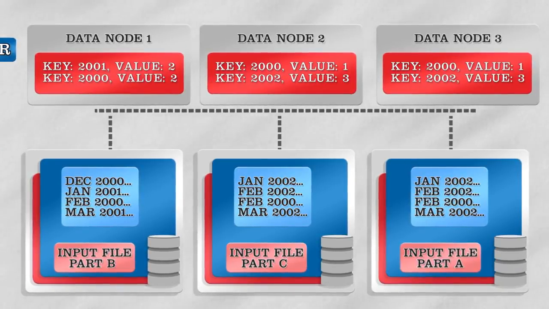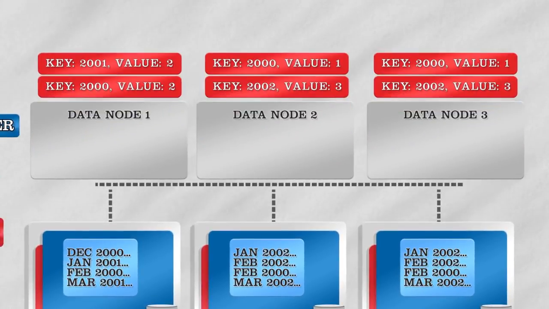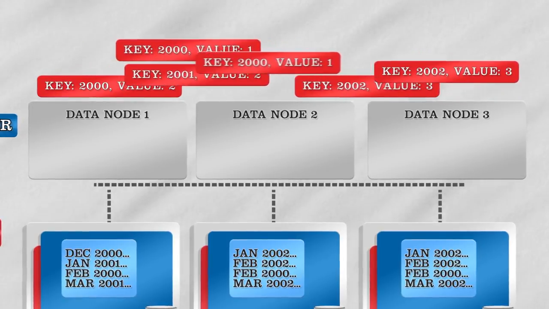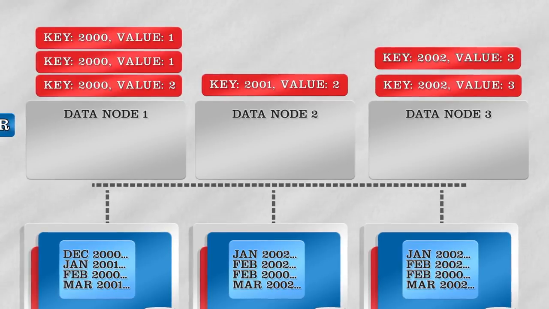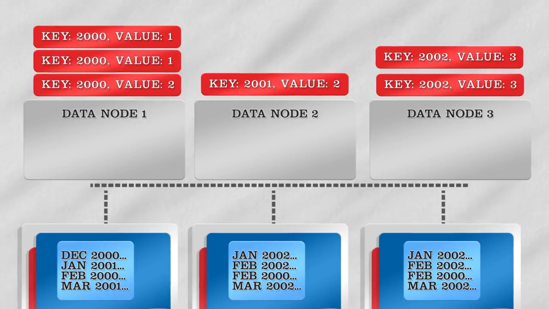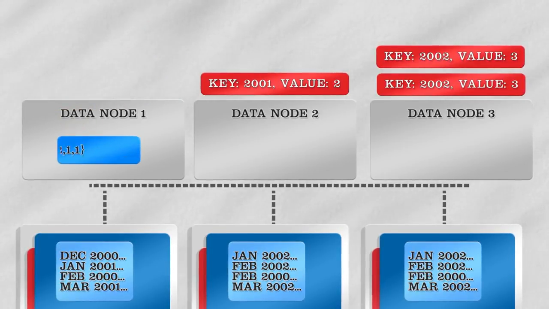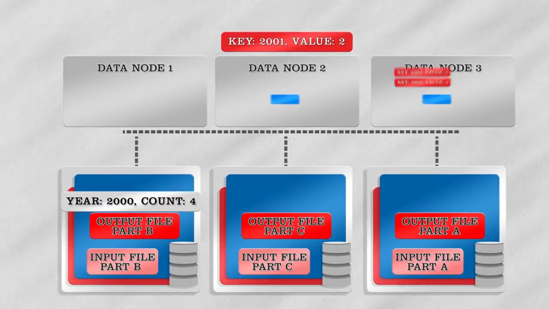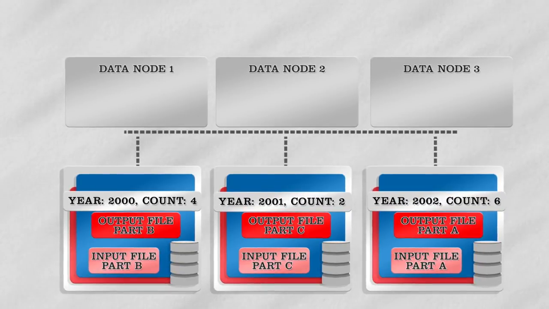After that's done, we have what's called the shuffle phase. Hadoop automatically sends all of the 2000 data to one processor, the 2001 data to another processor, the 2002 data to another processor. After that shuffle phase is complete, we can do what's called a reduce. In the reduce phase, all of the 2000 data is summed up and written to the output file. When everybody is complete with their summations, they report done, and the job is done.